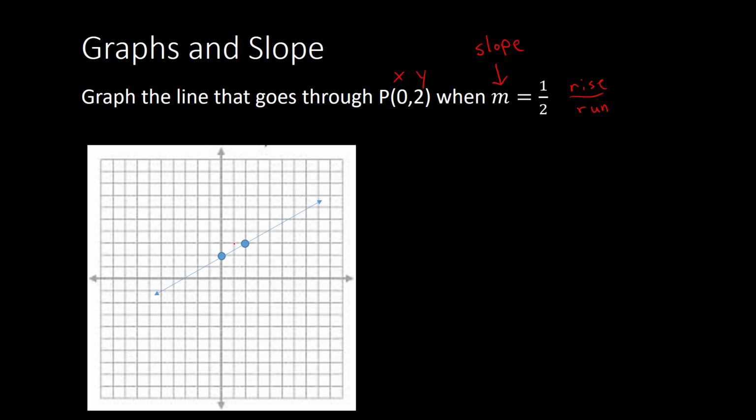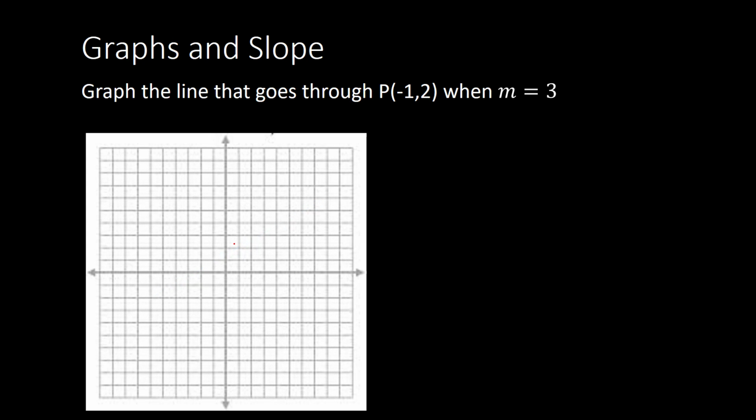I'm going to show you 2 more examples. Here's another one where your point is negative 1, 2, and your slope is 3. So negative 1, 2, we know how to graph this. This is x, this is y. X is negative 1, so I'm going to go in the negative direction on the x-axis, which is going to be to the left. And then y is up 2, positive 2. So I go to the left 1, up 2, to get that point right there.